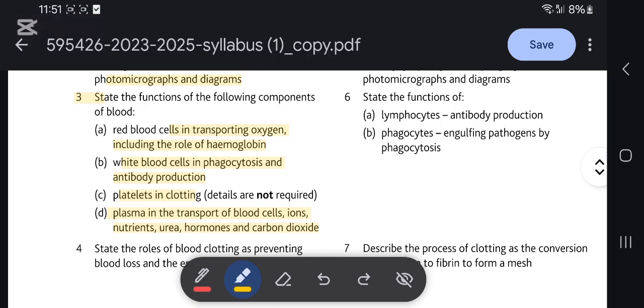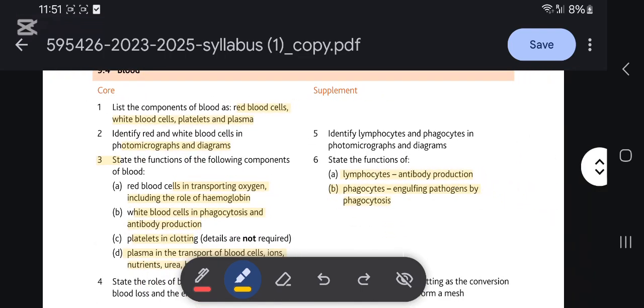Lymphocytes produce antibodies, and phagocytes directly engulf the pathogen. They basically eat the pathogen, whereas lymphocytes produce antibodies, which make the pathogen stay in place so that it can be engulfed by the phagocyte.